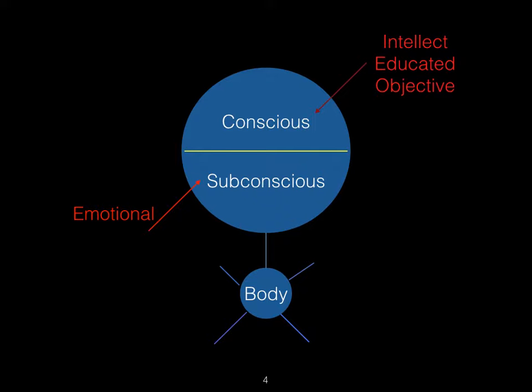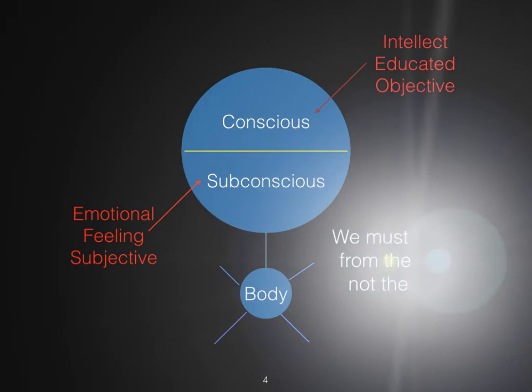Our subconscious mind is our emotional part. This is what the ancient Greeks used to call the heart. So if you think of the subconscious as your heart, as your feeling, as your emotions, this is that part. It is completely subjective, meaning that it only does what it's told. It doesn't have the ability to think for itself like the conscious mind does.